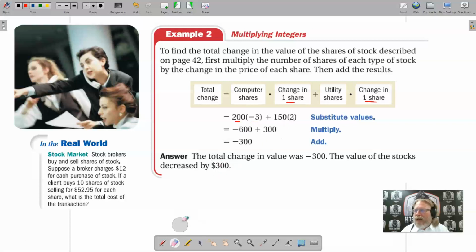Now we need to go ahead and add negative 600 and 300. So we realize they're different signs. Go back to the rules for adding integers. They are different signs. 600 has the greater absolute value, so 600 is negative, so that means that our answer is going to be negative as well. And since they are different signs, we need to subtract instead of add. 600 minus 300 is 300, so we end up with an answer of negative 300. So the total change in value was negative 300. The value of the stocks decreased by $300. The negative 300 represents a decrease of $300.